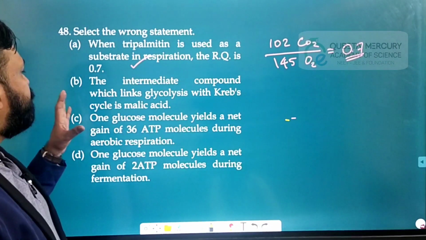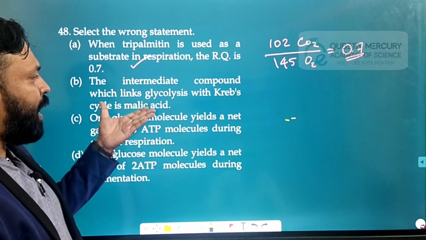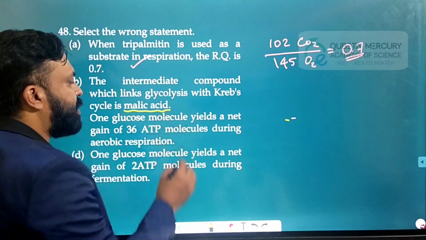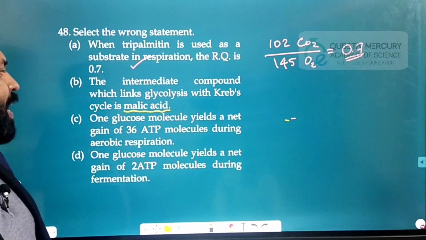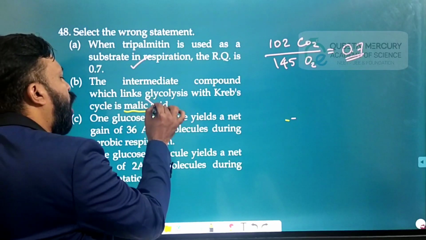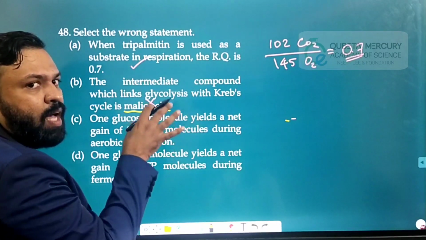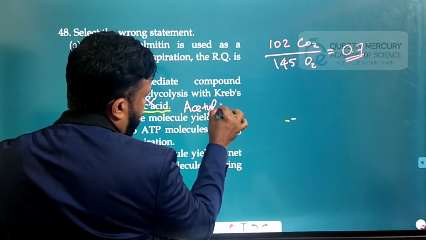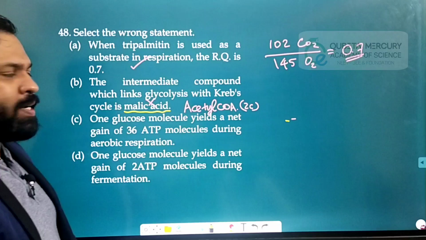B. The intermediate compound which links glycolysis with the Krebs cycle is malic acid. Malic acid is a 4-carbon organic acid, right? That is definitely wrong, because glycolysis is linked with the Krebs cycle using acetyl coenzyme A, a 2-carbon substance. So, the second statement is wrong.